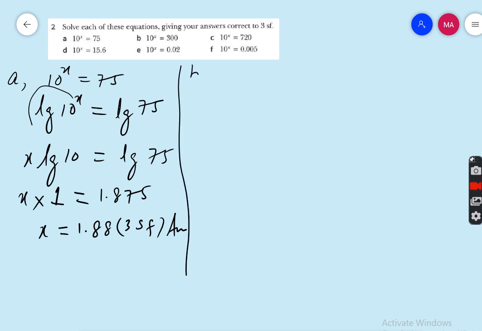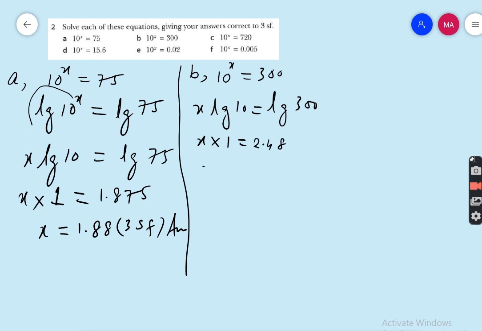Come to part B. Part B is 10 power x is equals to 300. Again taking log on both sides, or you can just write x log 10 is equals to log 300. X log 10. Log 10 is always 1. You must keep in your mind log 10 is 1. And log 300 from calculator, 2.477. So it should be 2.48 after round off. And this is 3 significant figures. Answer.